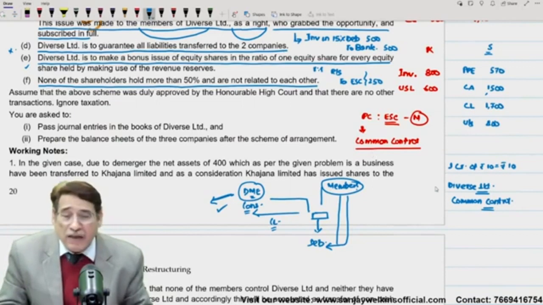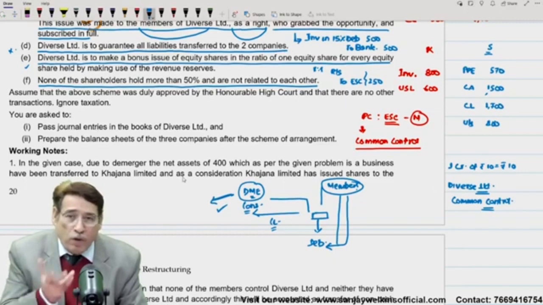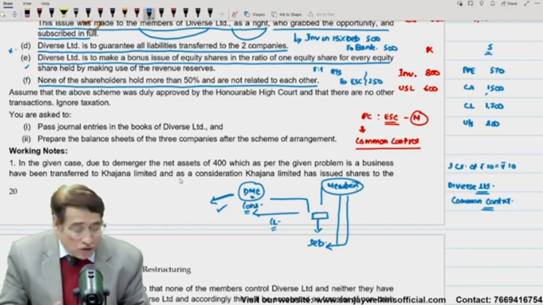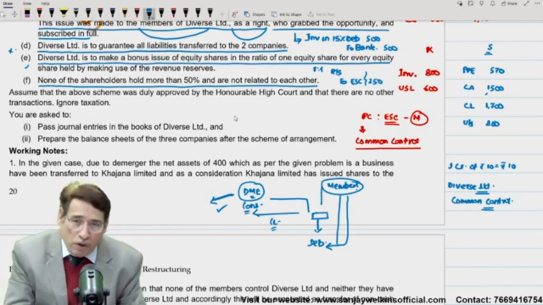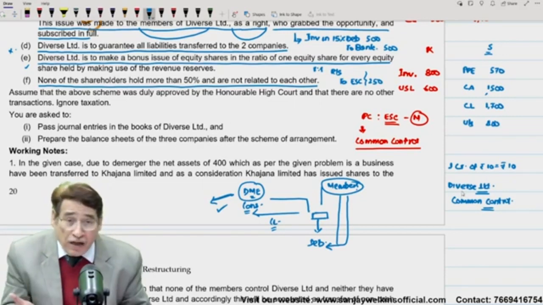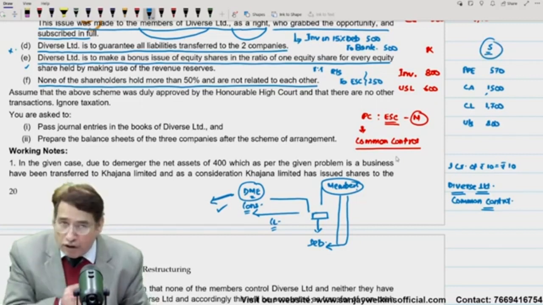Now, the point is that it is clearly clarified in this question that none of the shareholders has more than 50% stake in the new entity. But the point here is that whether any shareholder holds more than 50% or not comes into play only when consideration is given to the members. If consideration is given directly to Divers Limited, that becomes a case of common control. So our transaction with Sunrise Limited will fall under common control.